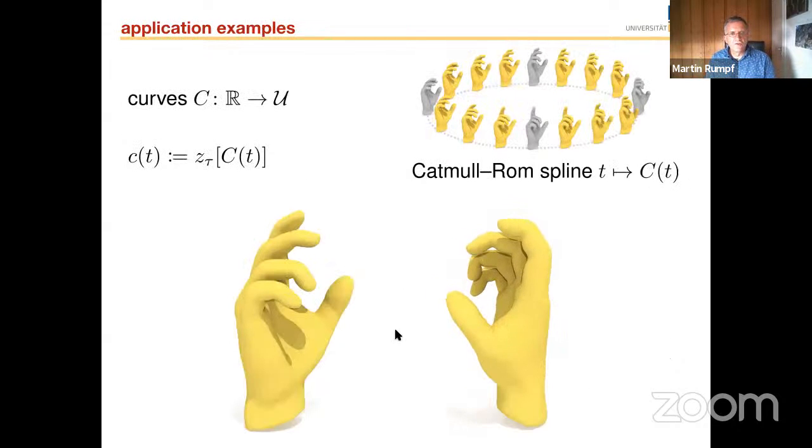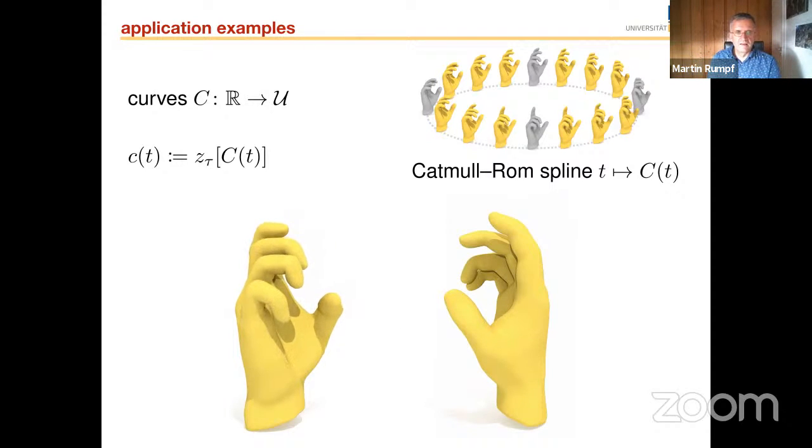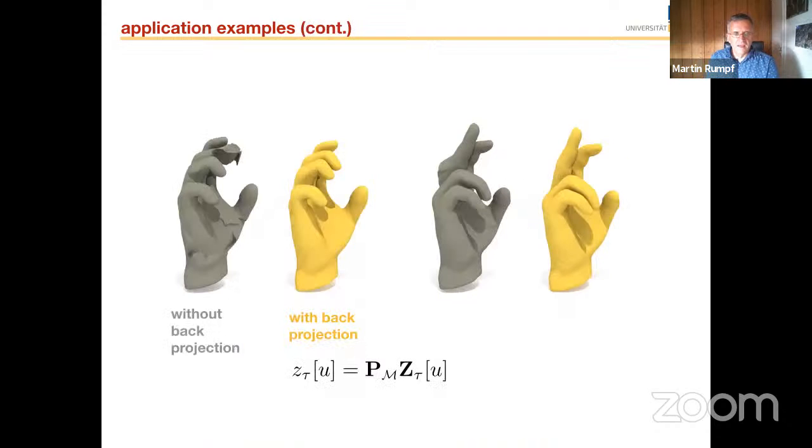So here is what you can do. You can do a Catmull-Clark spline interpolation. And it's important to do this back projection as the last step. Otherwise, we see very ugly artifacts here. This is without back projection here, and this is with this back projection.